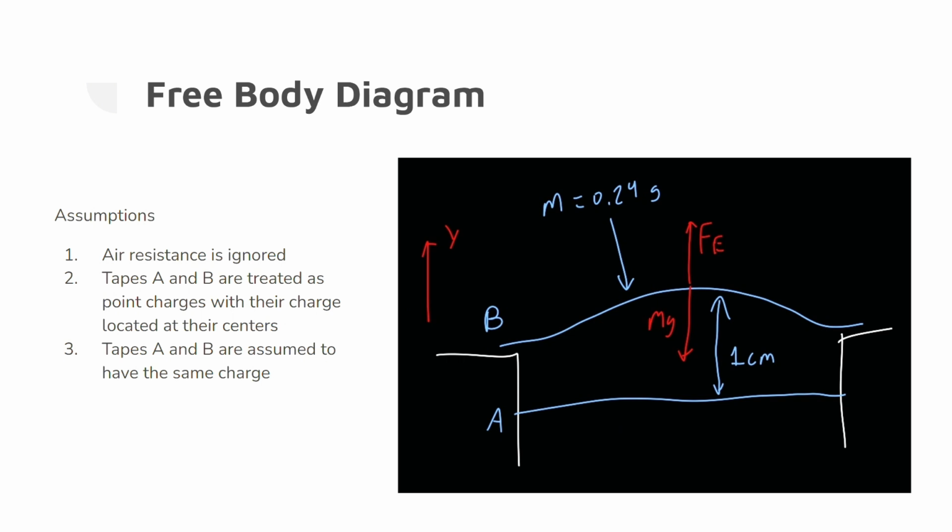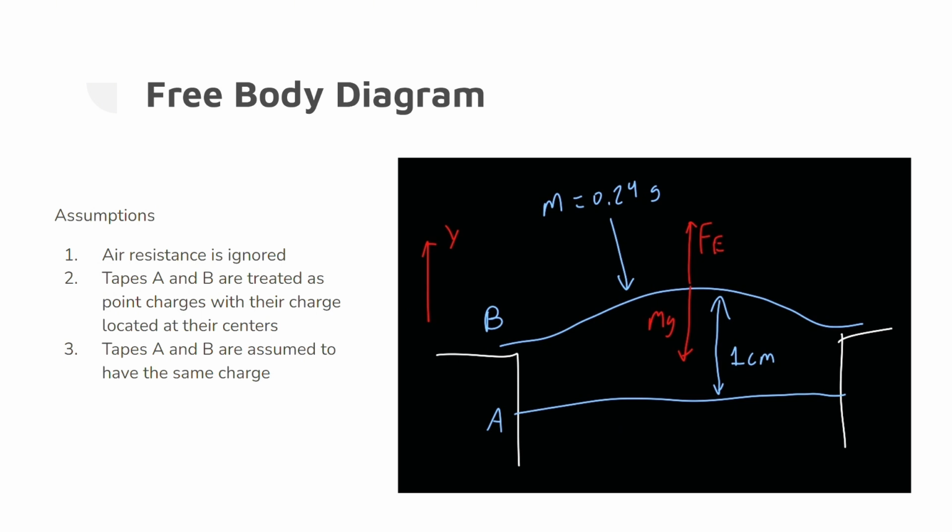And also, it is just unreasonable to compute every single individual charge on that piece of tape. So it is easier to just distill it all into one single point charge for the model. And then tapes A and B are assumed to have the same charge. This is because they were made using the same method of placing that piece of tape on the table and then pulling it up. So having the same method, they should have around the same charge.